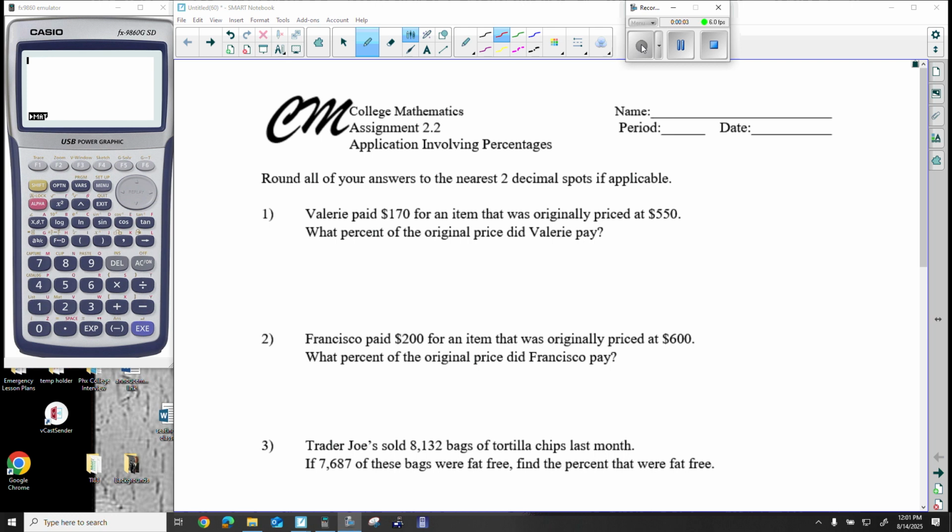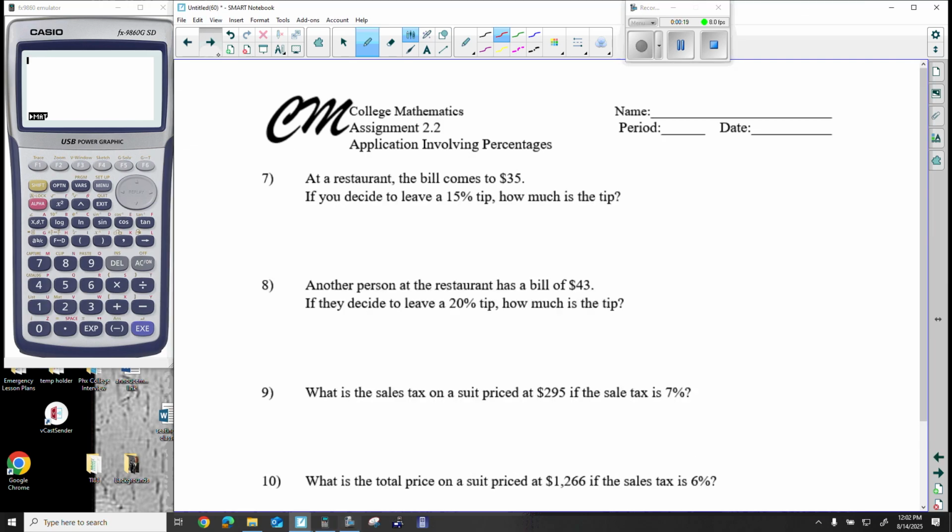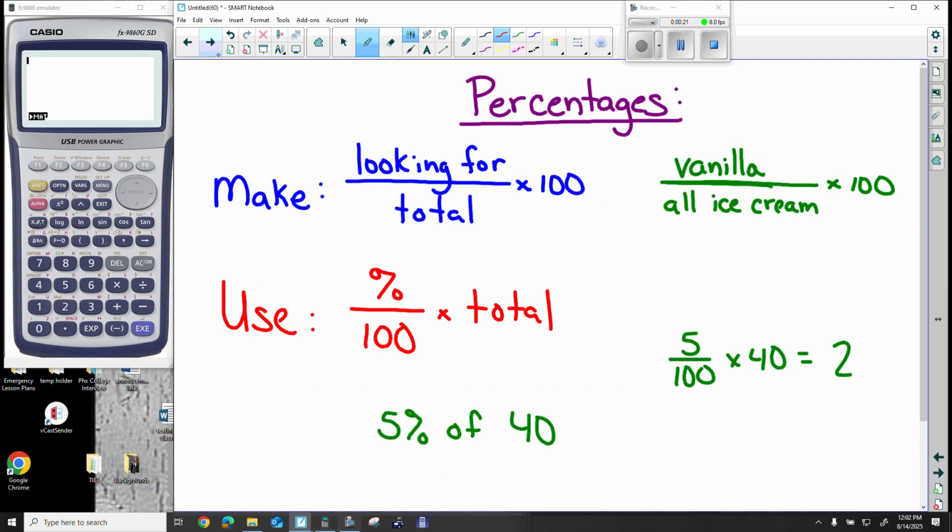This is assignment 2.2. This is applications involving percentages. The idea of this assignment is to either create a percentage or use a percentage. So let's go to the notes, and you probably want to get this on your note page. This is kind of what we're talking about right here, right now.